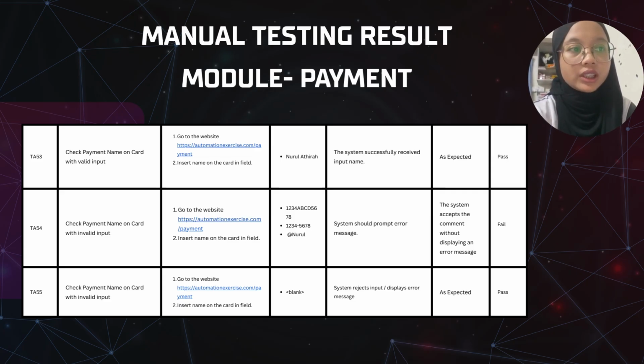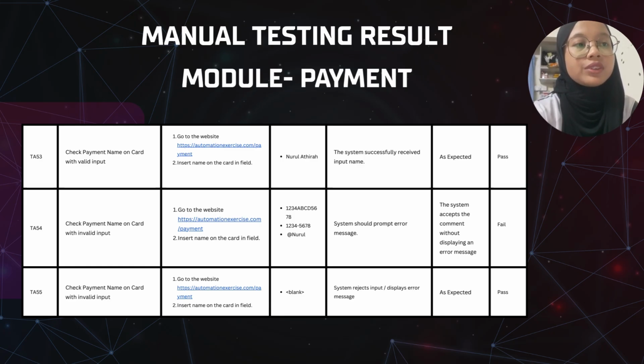For TA53, payment name on card with valid input, the objective was to verify whether the system accepts a valid cardholder name in the payment module. Test step, navigate to https://automationexercise.com/payment. Enter a valid name in the name on card field. Test data use, which is Nurul Atira. Expected result, the system should successfully receive and accept the input name. Actual result, the system accepted the name as expected, and test status is pass.